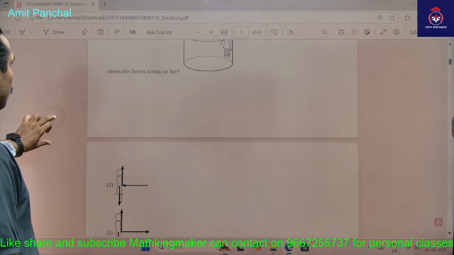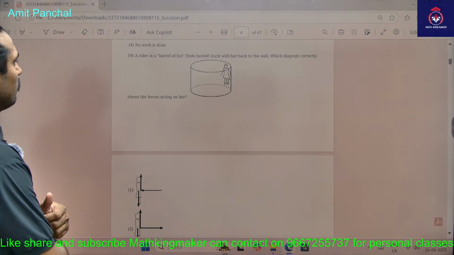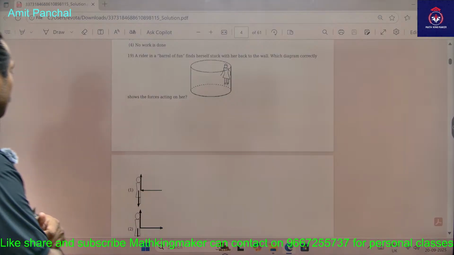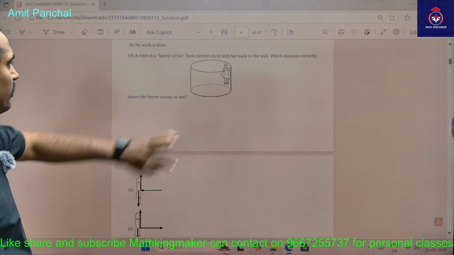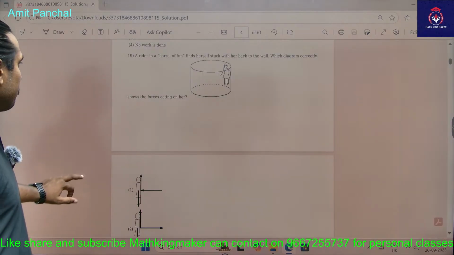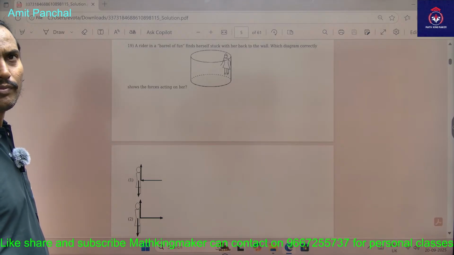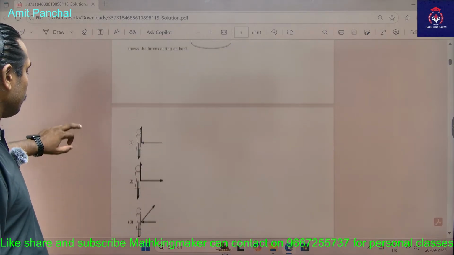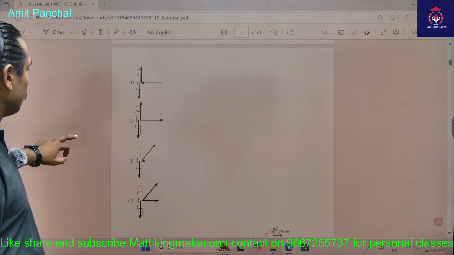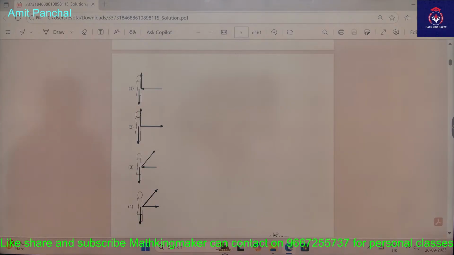Actually, you need to show free body diagram. So as she is stuck with her back to the wall, so that means what? There's a pseudo force which will be acting towards the wall. But none of them. So weight is always downward, isn't it?